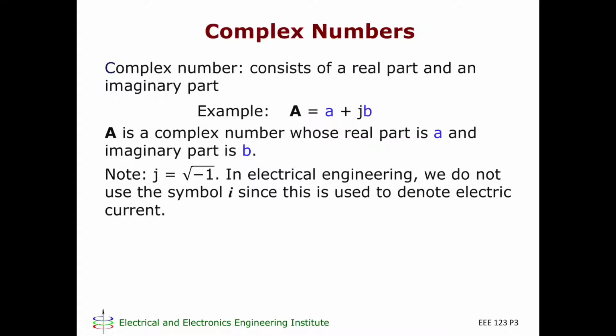Let's begin by defining what a complex number is. It consists of a real part and an imaginary part. For example, A is a complex number whose real part is small letter a and whose imaginary part is small letter b. J here specifies the imaginary part. J is the square root of -1. That's why you call it an imaginary number, because supposedly the square root of -1 does not exist.